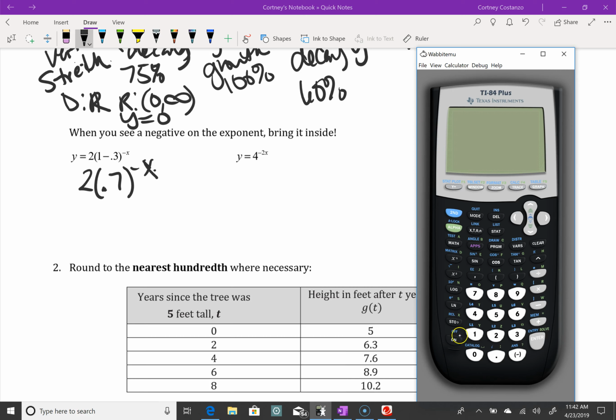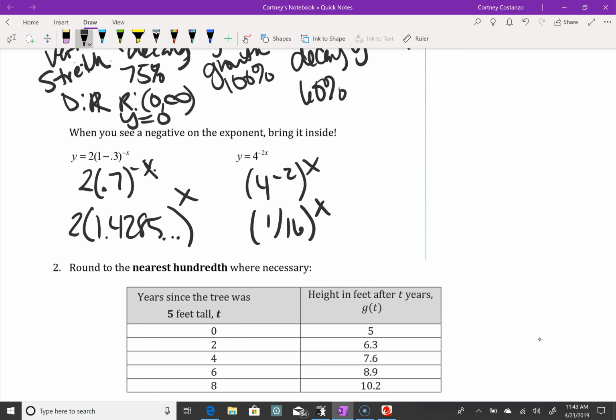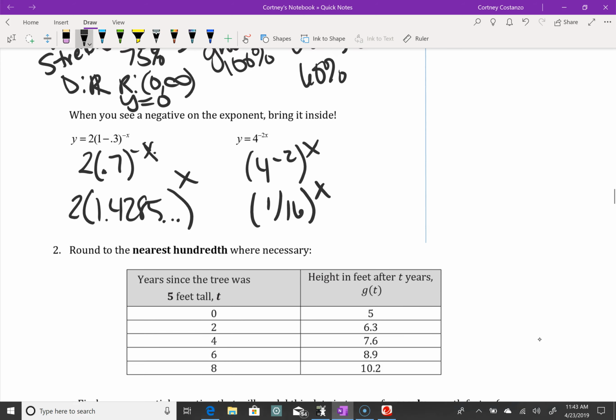So if I type in my calculator 0.7 raised to the negative first power, it actually is going to give me a growth base. It will be greater than 1, which will make it a growth. So just watch out for that. Same thing with this one: 4 to the negative second power is actually going to be 1/16, which then, again, makes it decay.